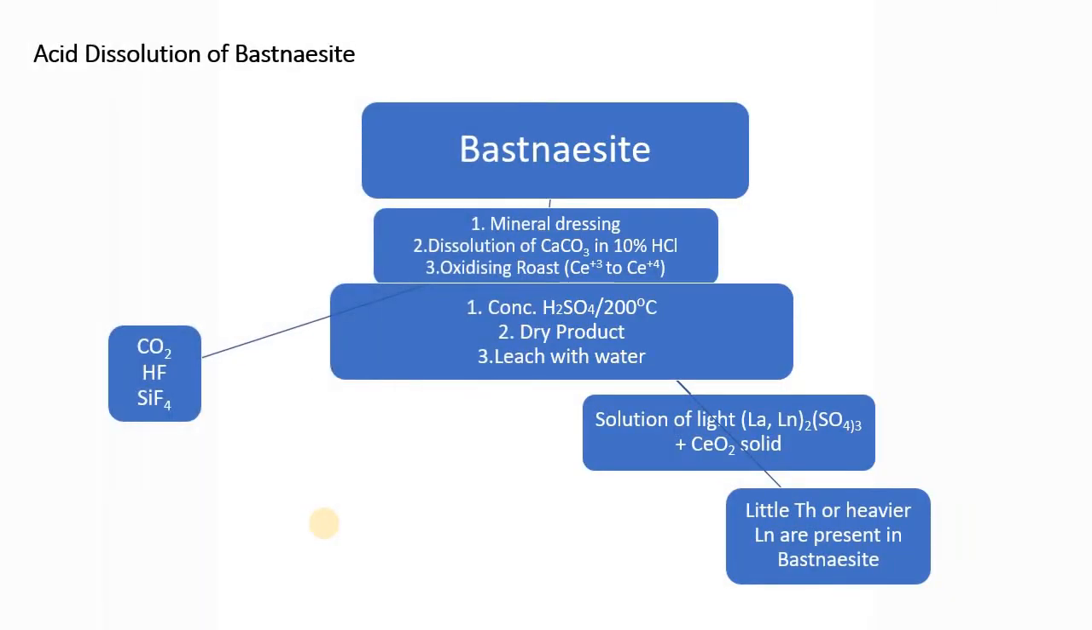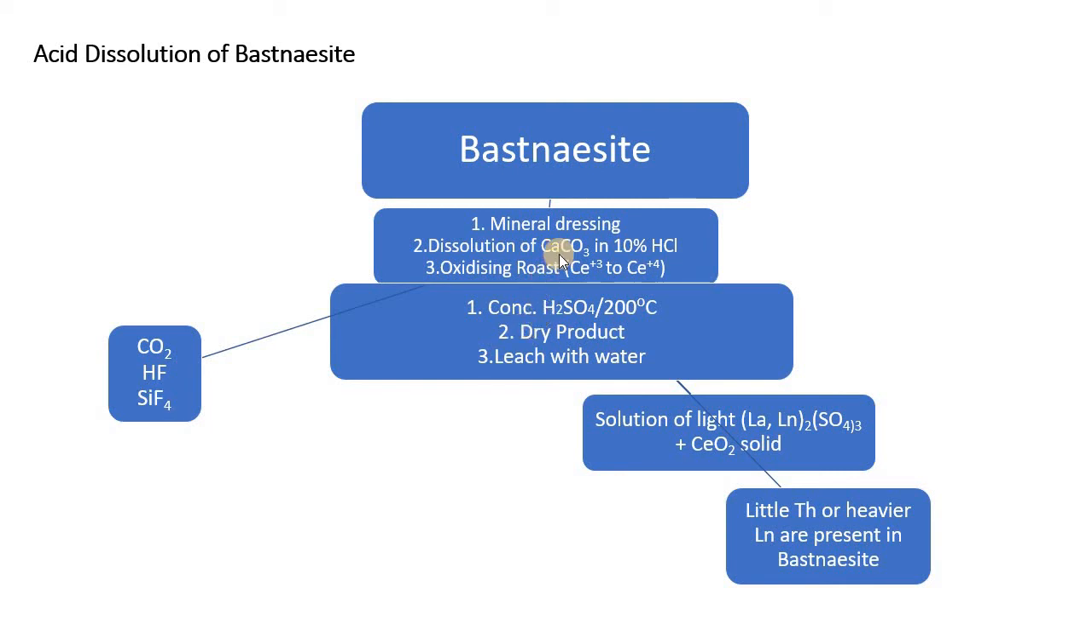Now, the acid dissolution of bastnasite and alkali digestion of monazite and xenotime is discussed in a flowsheet diagram in a brief manner. What is to be done? For bastnasite, the following steps are to be done. Mineral dressing, which was discussed in lecture part 1. Dissolution of calcium carbonate in 10% HCl. Oxidizing roast, conversion of cerium 3+ to 4+. From here, CO2, HF and SiF4 separate out.